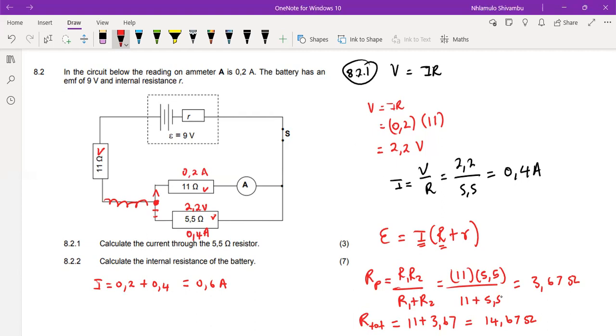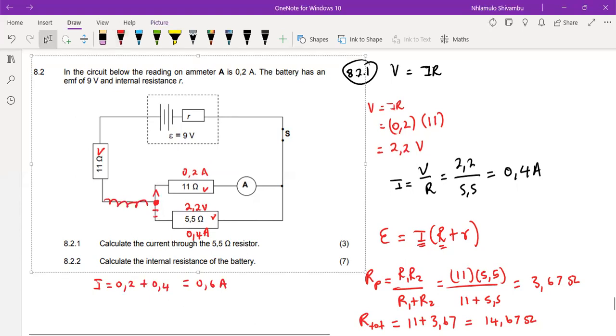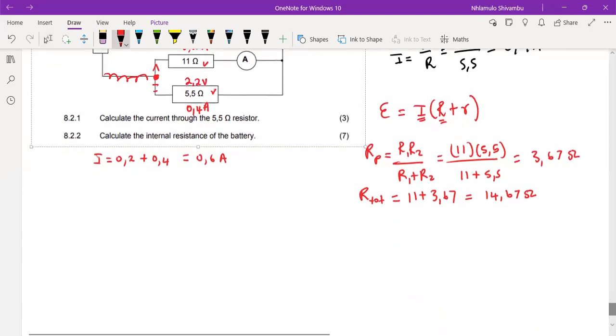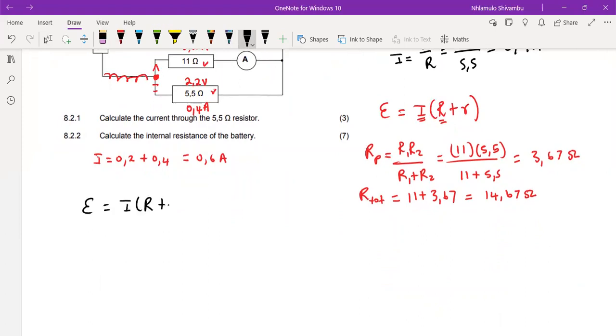So now that we have the total current of the circuit, which is 0.6, the total external resistance of 14.67, and we are given the EMF, which is 9 volts, we will be able to calculate the internal resistance. So now we're going to write the EMF formula. EMF equals I times capital letter R plus small letter r. EMF is 9 volts. The total current of the circuit is 0.6. And then the total external resistance of the circuit is 14.67 plus small letter r. That is what we're trying to look for.